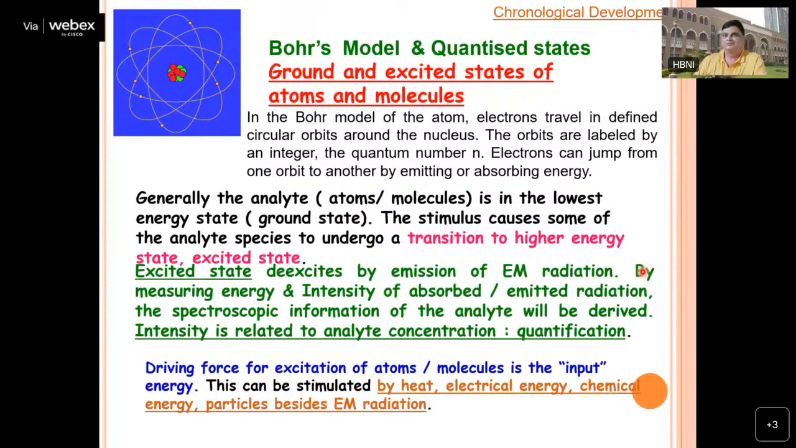So what is the genesis of this spectroscopy? Basically the Bohr model, which describes the quantized states. So what is the Bohr model?